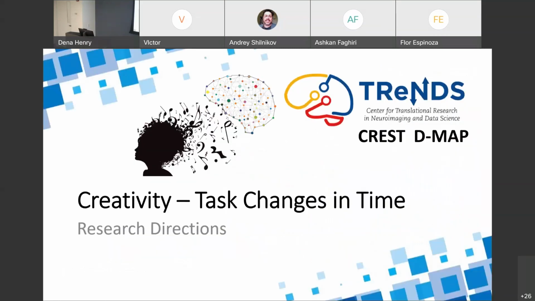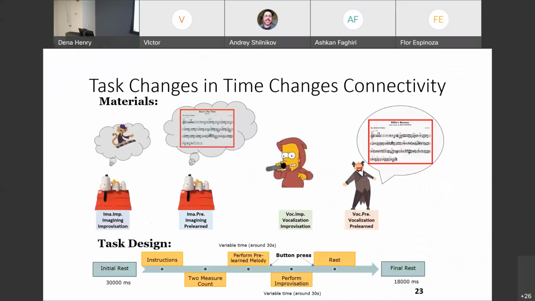And the last one I would like to talk about is creativity. We are also studying how dynamic connectivity is related or changes on different tasks related to creativity. For this study, we designed different creativity tasks. One of them was improvising, and I put Bart Simpson here just rapping, doing some improvisation, but the people were musicians who were improvising inside the MRI machine.